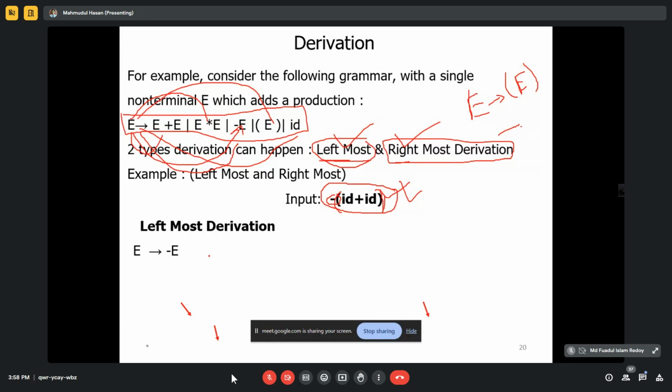Is it? Yes, sir. Then which production rule? At first we choose E to E minus E. Then which production rule? Yes, the parenthesis E. Someone maybe tried to ask a question, please.